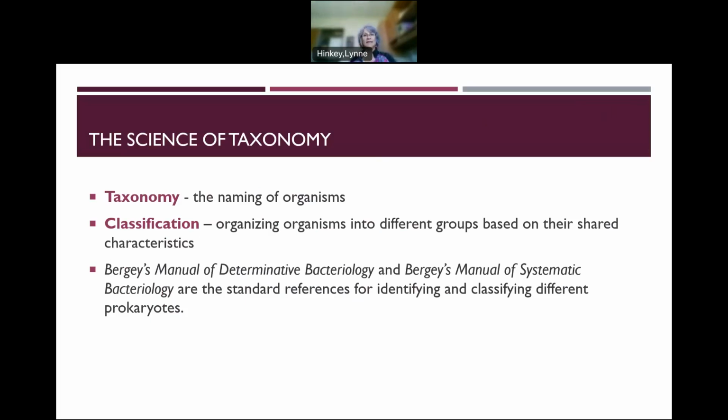And that's important because we want to have clear communication. There are a lot of common names that we use that other places have the same common name for a different organism. So making sure that we have just one actual name that's interchangeable no matter what country you go to, no matter where you are, that's the name of the organism. That's the importance of the scientific names, the genus and species name.